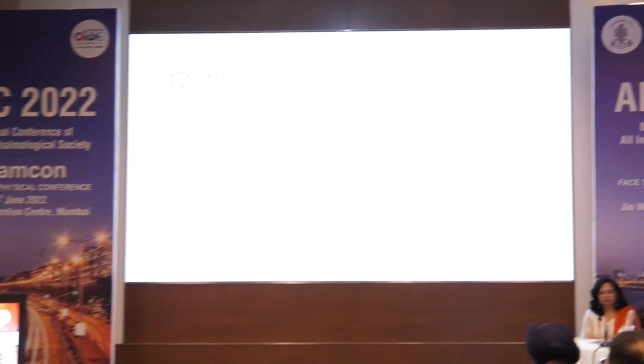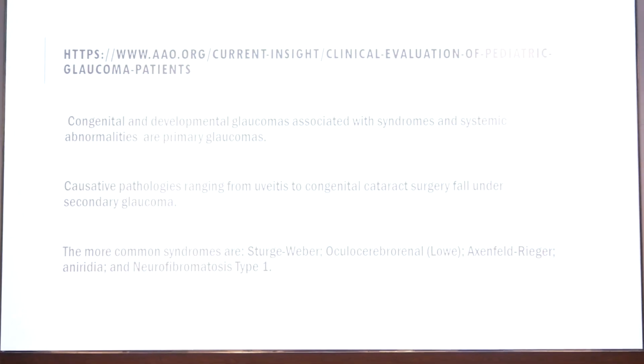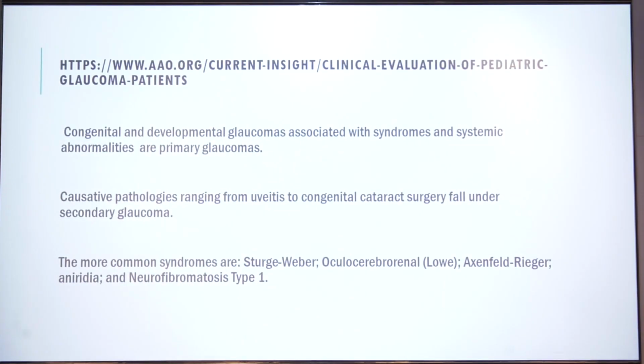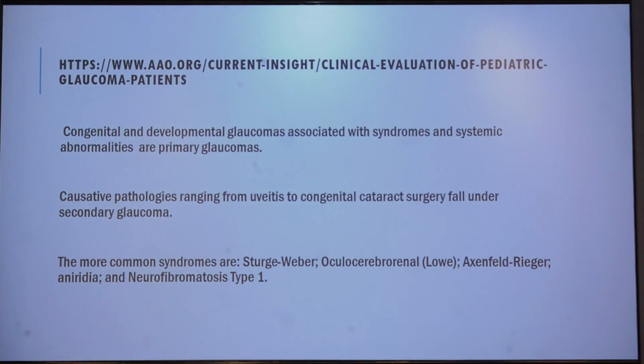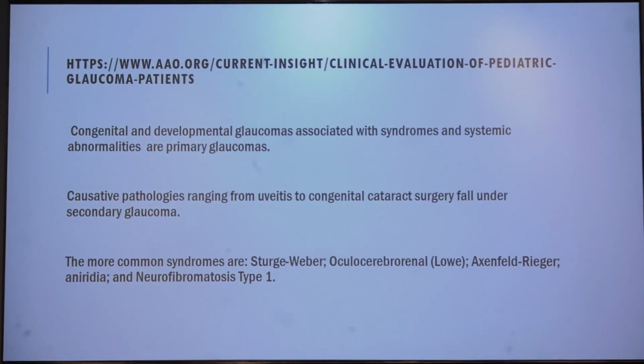Yes, so congenital glaucoma is the topic after yesterday's good session by Mandal sir. Congenital glaucoma and developmental glaucomas associated with syndromes and systemic abnormalities are the primary glaucomas. Secondary glaucomas are because of post-cataract surgery. These are the lesser categories. And the common associated syndromes are Sturge-Weber, oculo-cerebro-renal syndrome, Axenfeld-Rieger, and neurofibromatosis.